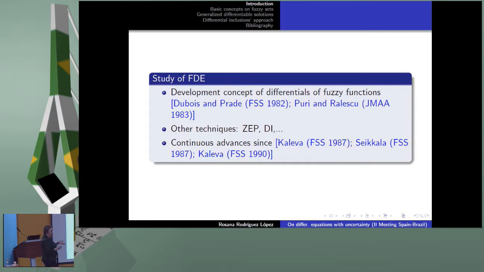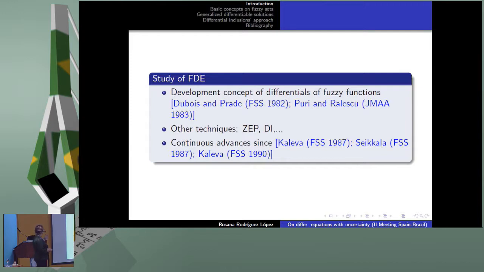When one wants to consider a differential equation in a general space where you can allow some kind of uncertainty, you find that the functions are not real valued, but they are set valued. So first you can think about the definition of a derivative for this kind of function. The first works about the differentials of functions with fuzzy values can be found in these works by Dubois and Prade and Puri and Ralescu for '82 and '83, and of course the other techniques I have mentioned.